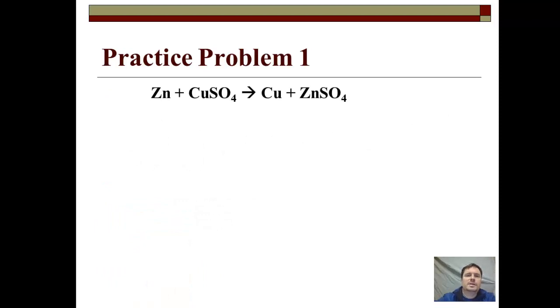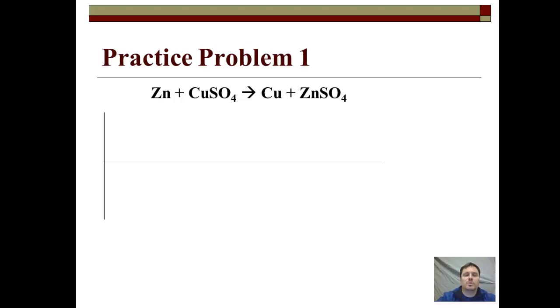Okay, the first thing we need to do is write our equation. We can see here it's a single replacement, so we make sure that zinc is more active than copper, which it is, and so we get this equation. It is balanced. So now what we need to do is, in theory, figure out how much copper should we get out?